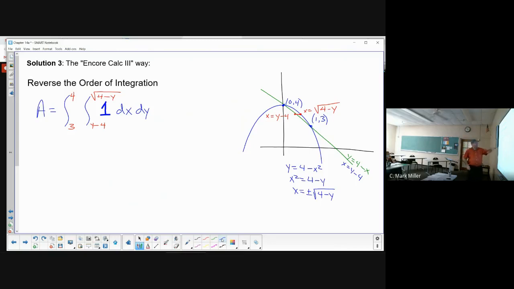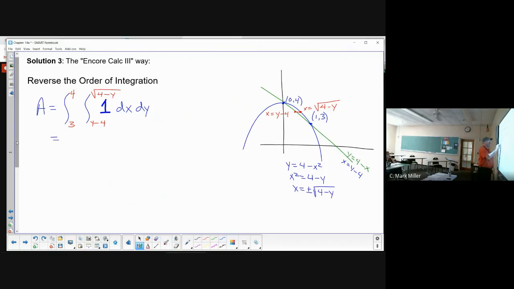Okie dokie. Let's roll. 3 to 4. This is going to be the integral of dx, with x evaluated from y minus 4 to the square root of 4 minus y, dy. Most of the time, setting up the integral is most of the work. Not always, but most of the time, setting up the integral is the work.